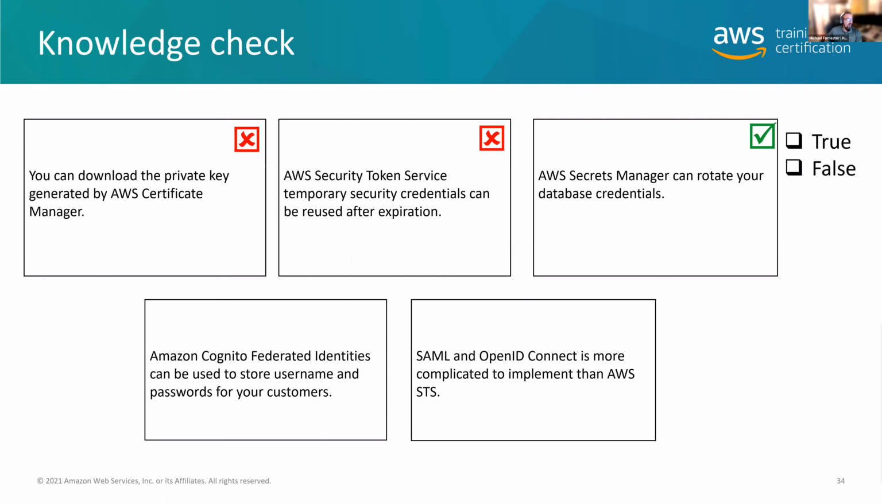Fourth, Amazon Cognito federated identities can be used to store usernames and passwords for your customers. No, Cognito doesn't do that. It's not a data store. You can authenticate against it, and you can use your own data store, but it's not going to store usernames and passwords for your customers.